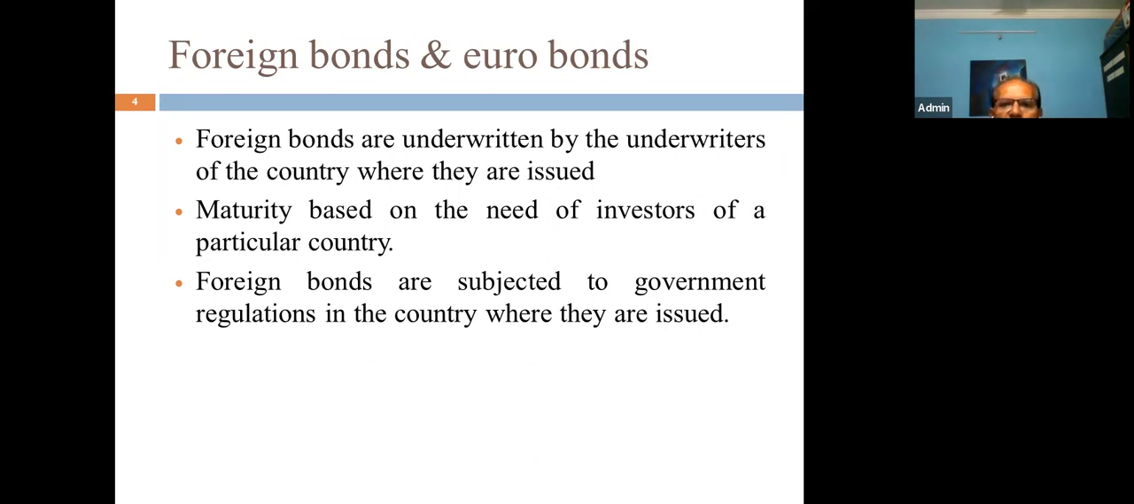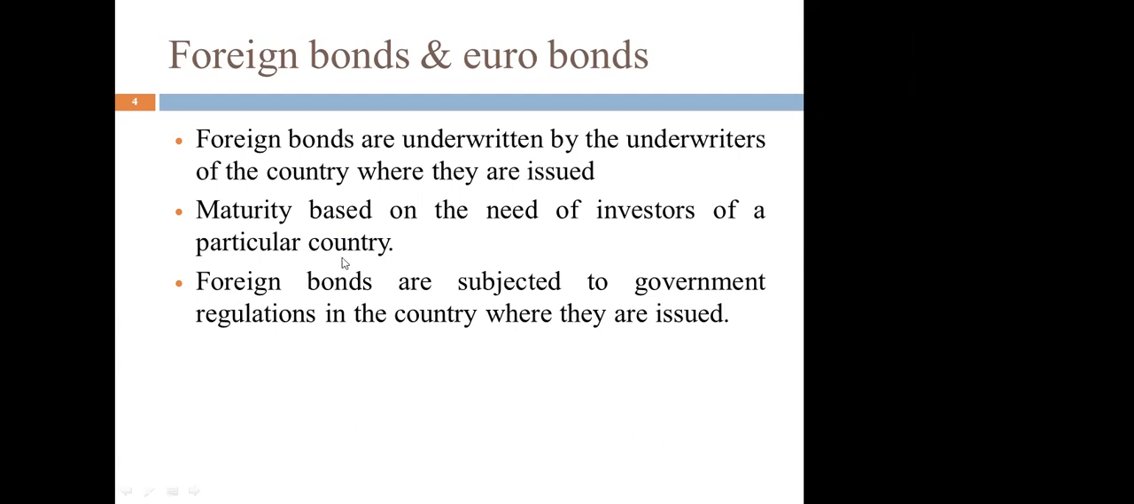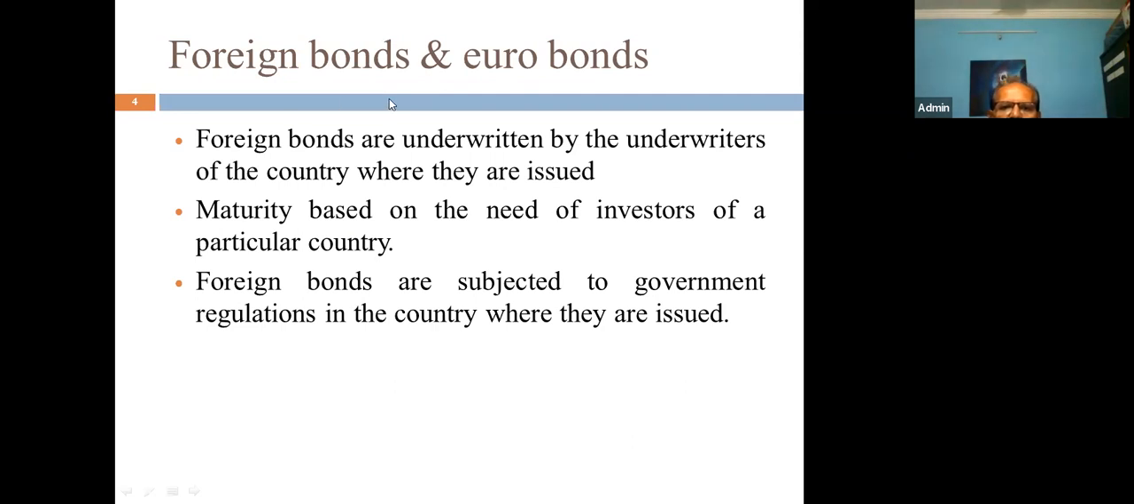Foreign bonds are underwritten by the underwriter of the country where they are issued. For example, if a foreign bond is from Australia, Australia will underwrite it because they are issuing it. As far as maturity is concerned, once you invest in a foreign bond there is a particular maturity, maybe 2 years, 2.5 years, or 3 years. The maturity is based on the need of the investor of a particular country. This is the beauty of the foreign bond.